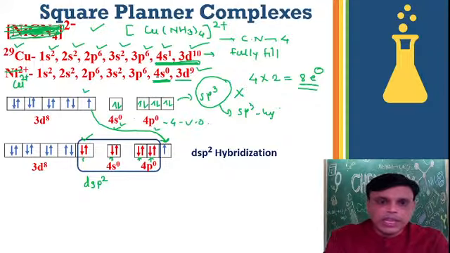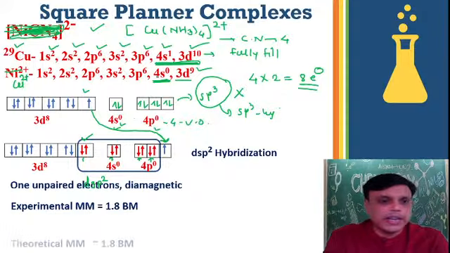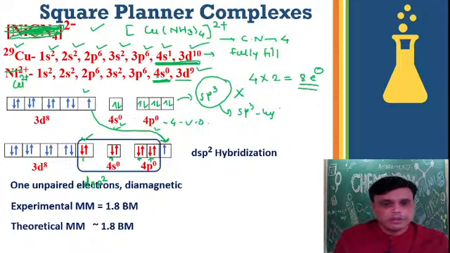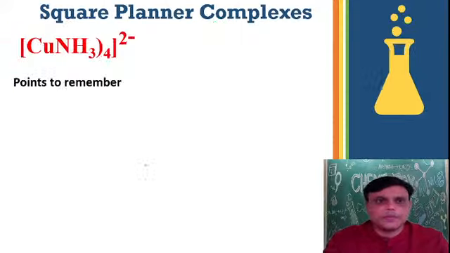Let's see once again. One unpaired electron is there, that means the complex is paramagnetic. Experimental magnetic moment is 1.8, theoretical magnetic moment is 1.8. So it is paramagnetic. Please see this, paramagnetic is there.